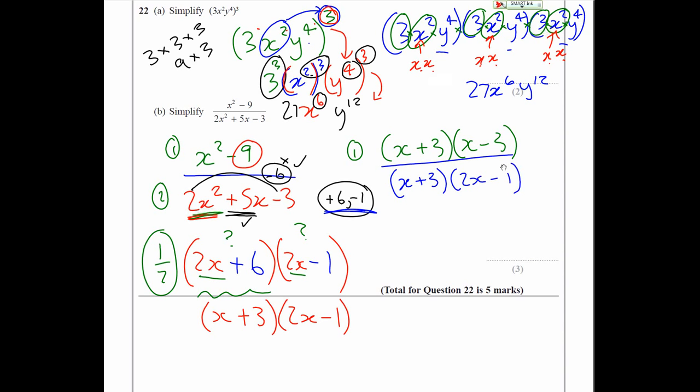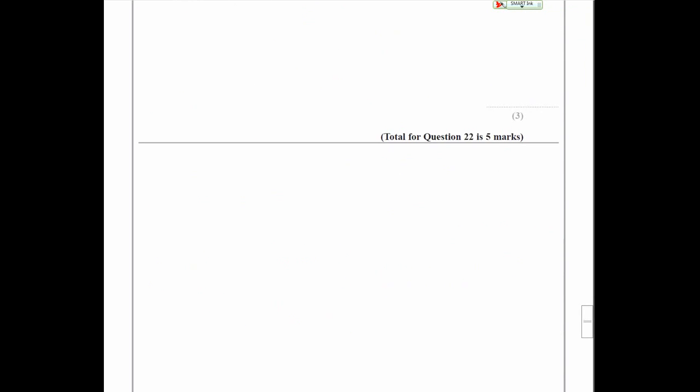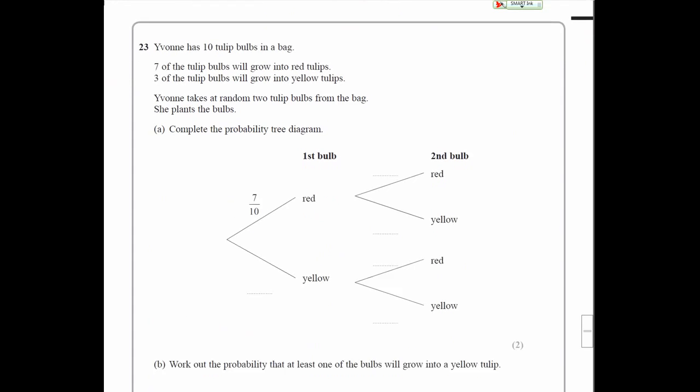Right, on the top we're timesing by x plus 3 and x minus 3. On the bottom we're timesing by x plus 3 and 2x minus 1, which means effectively, because this is on the bottom, we're dividing by it, and we're timesing by it, we can cancel them out. So we are left with x minus 3 on the top, 2x minus 1 on the bottom. Tricky bit of algebra for you there, okay? Hope it made sense. So, question 23.